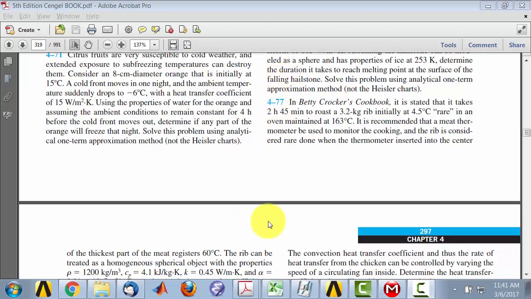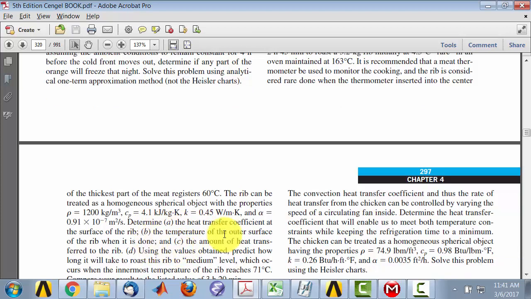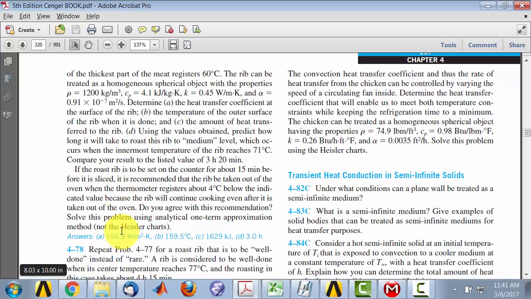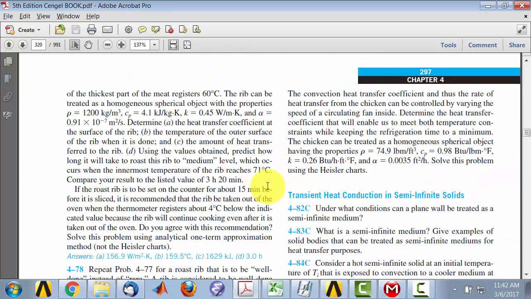In problem 477, it asks you to find the heat transfer coefficient at the surface of the rib. Now, that's a boundary condition input into ANSYS. So what I did was, since you're given the answer here, I used this in the boundary conditions in ANSYS, and then checked the cooking times I got over here and over here against what ANSYS gives me.